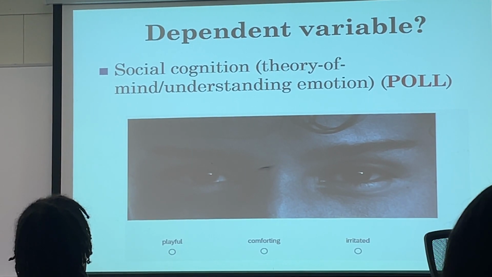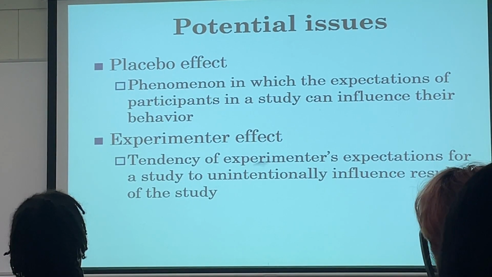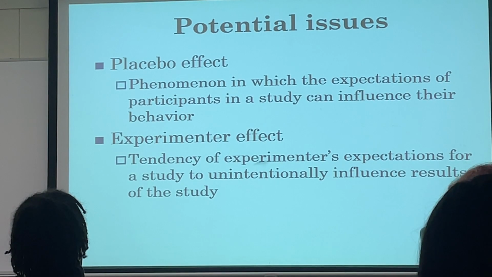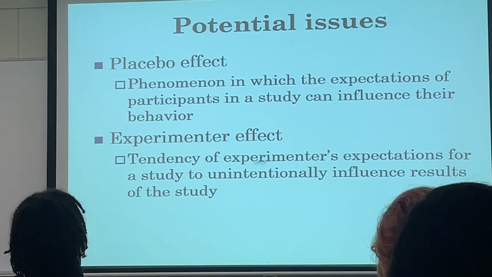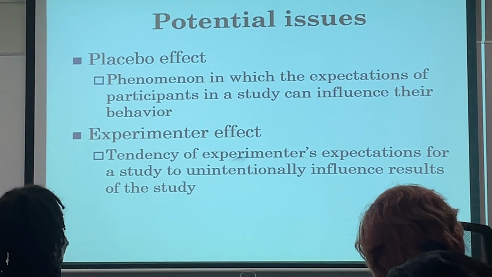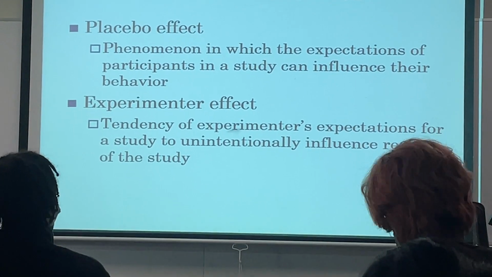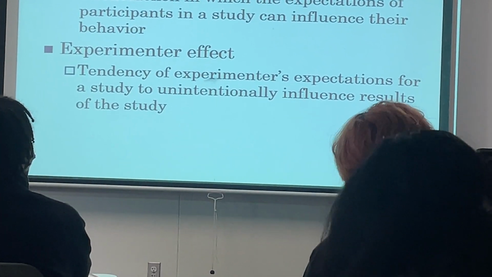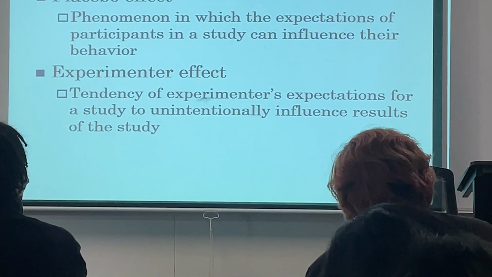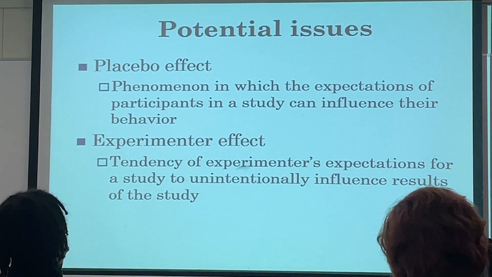There's 36 of them. Okay, so potential issues. Placebo effect, okay? Expectations of participants can influence their behavior. We just talked about the placebo effect. That's when you take that sugar pill and you think it will get better anyway, right? On the other hand, we have the experimenter effect. And that's the tendency for experimenter expectations to influence the results.